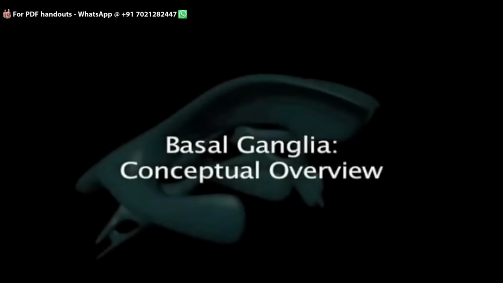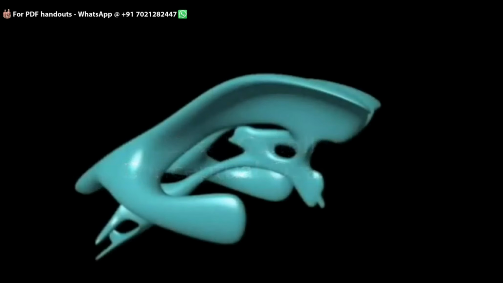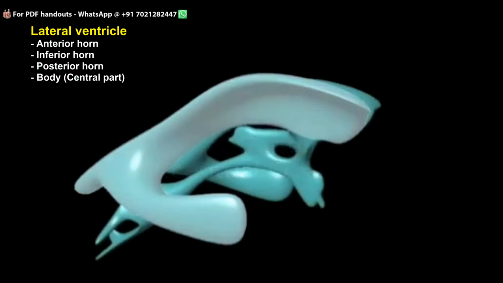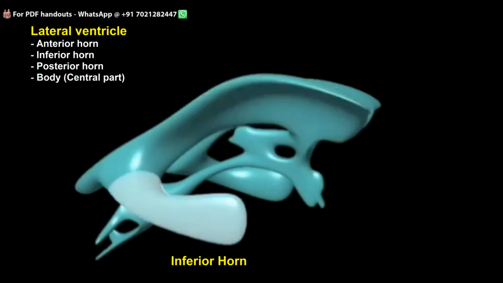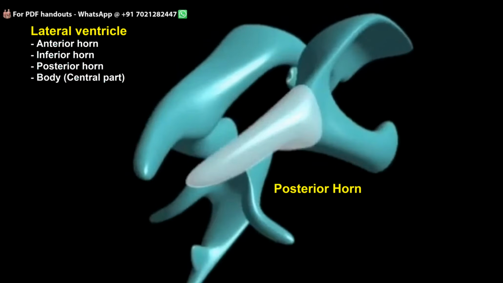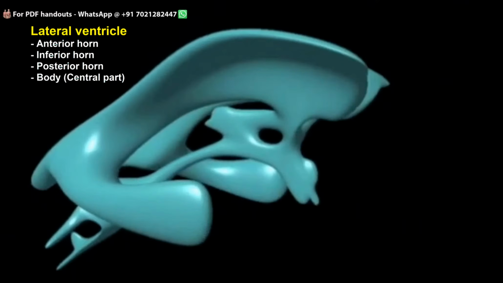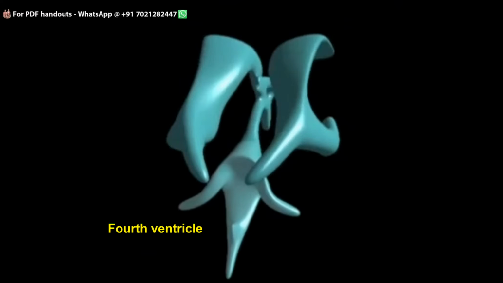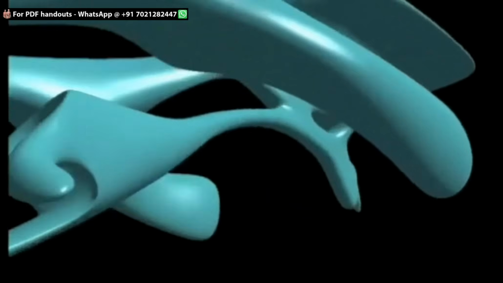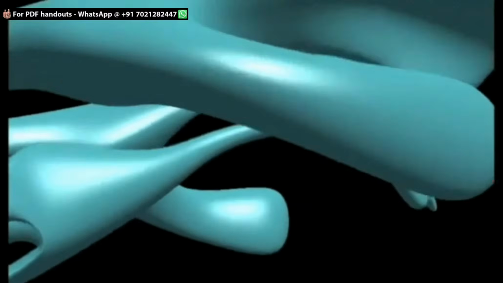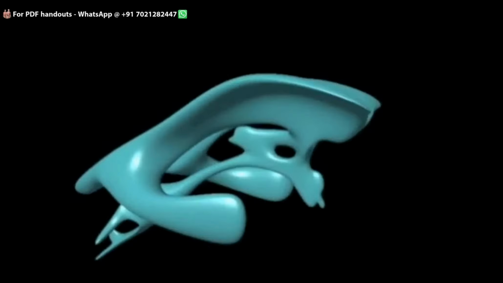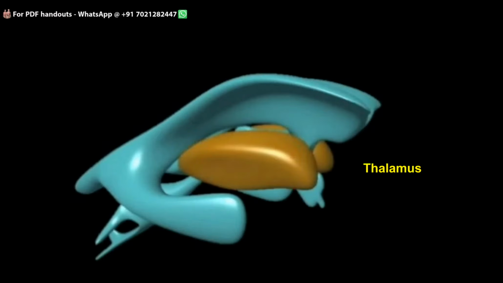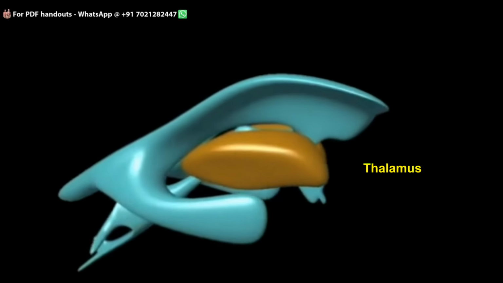Basal ganglia anatomy. This is a model of the ventricles. In this view, you can identify the lateral ventricle with its anterior horn, inferior horn, and posterior horn. In the middle, you can see the third ventricle. It is connected to the fourth ventricle by the cerebral aqueduct. This ventricle model will be a point of reference for the conceptual overview of basal ganglia anatomy. Another point of reference is the thalamus. It is located on either side of the third ventricle.